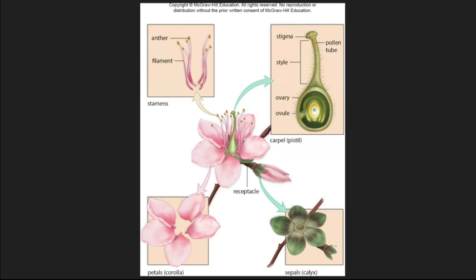This is a picture of a flower. When we talk about flowering plants, we talk about angiosperms, and there are different parts. Now, flowering plants can either self-pollinate or cross-pollinate. Remember when we talked about Mendel, he used to self-pollinate to get the parent generations, and then he would cross-pollinate to get the F1 and F2 generations.